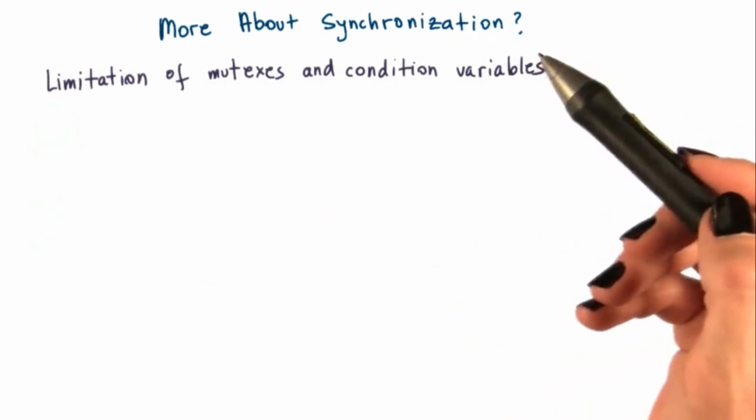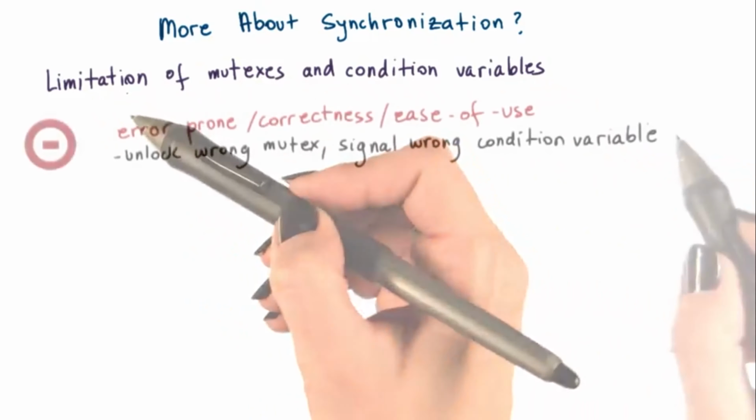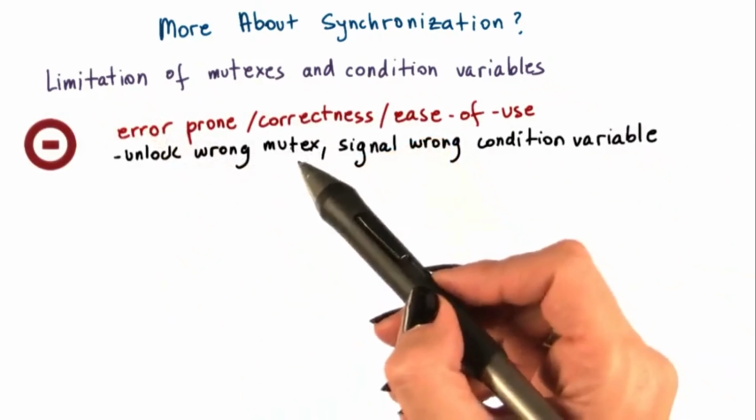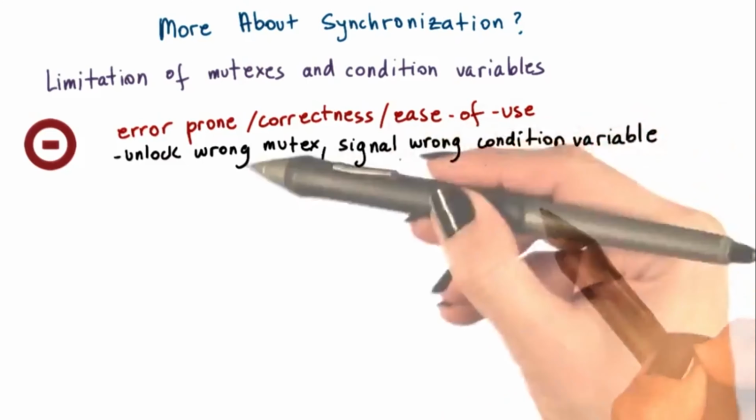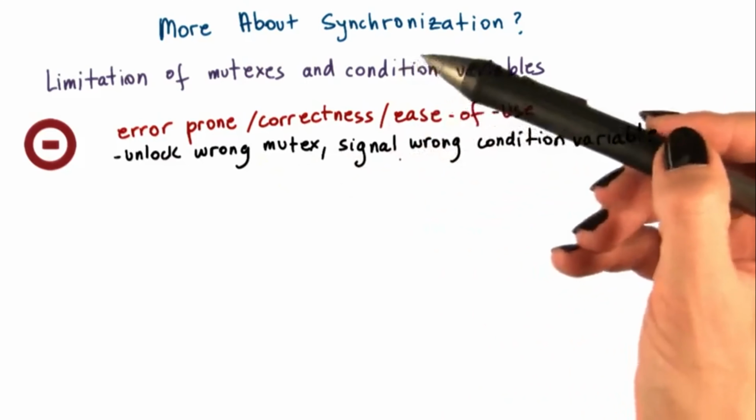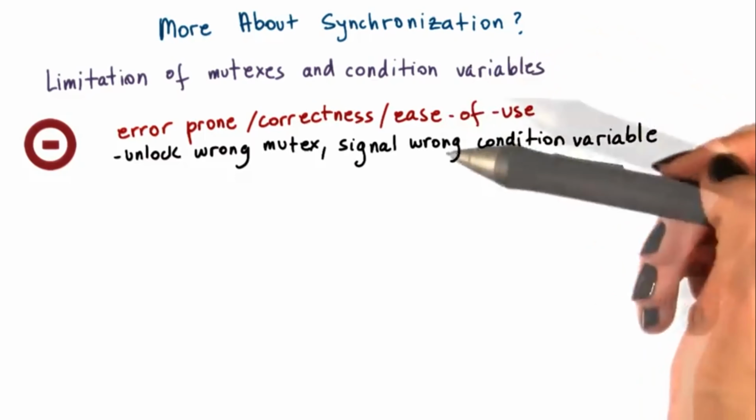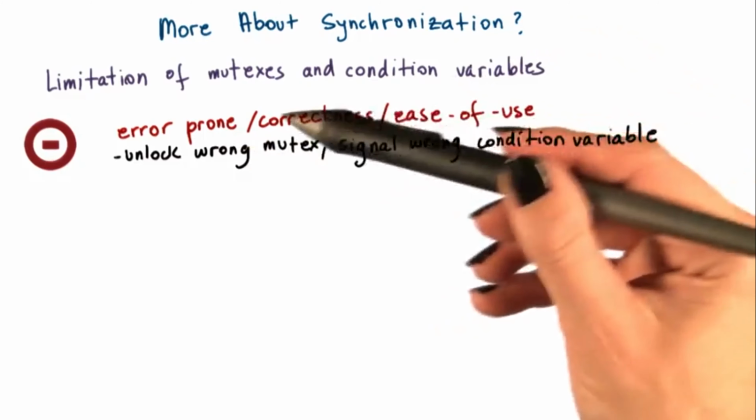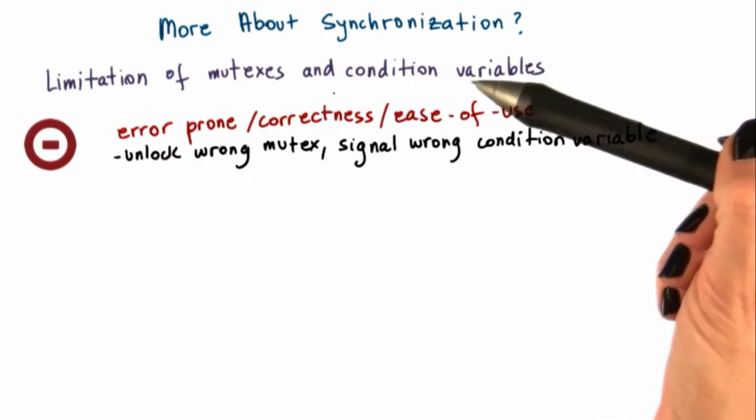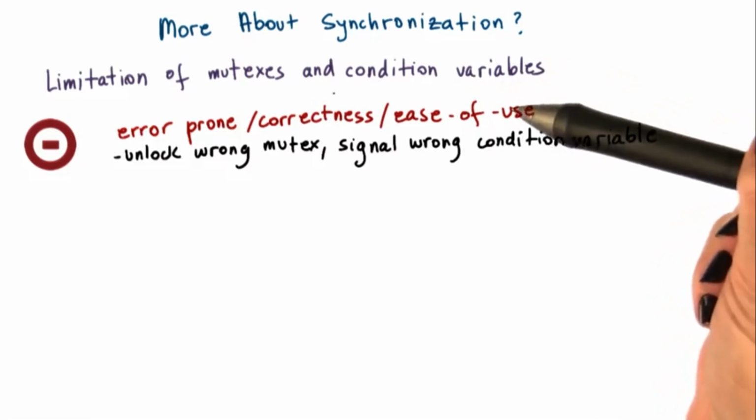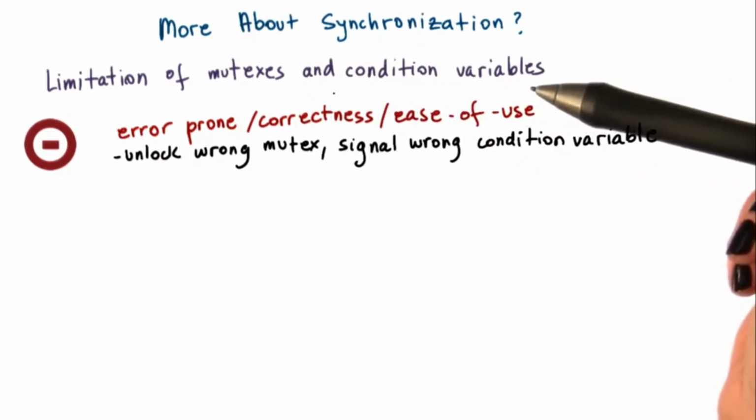Well, as we discussed mutexes and condition variables, we mentioned a number of common pitfalls. This included things like forgetting to unlock the mutex or signaling the wrong condition variables. These issues are an indication that the use of mutexes and condition variables is not an error-proof process. What that means is that these errors may affect the correctness of programs that use mutexes and condition variables, and in general, it will affect the ease of use of these two synchronization constructs.